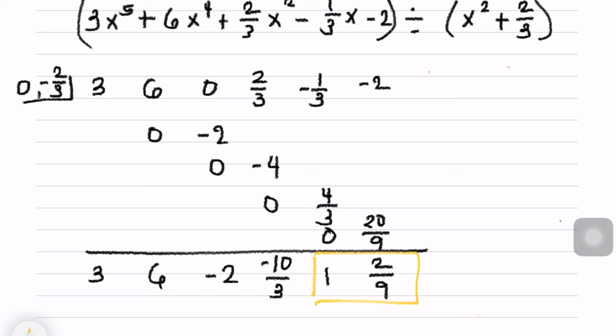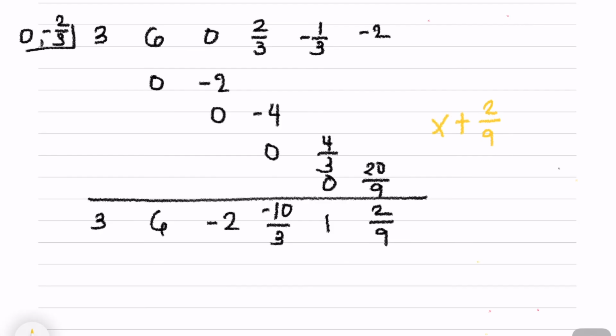Now, paano natin isusulat ang remainder ng dalawang numbers na yan? Since there are two numbers in the last entry, meron tayong remainder. So, paano isusulat ang remainder? 1 is x plus 2 over 9. Now, let us write its quotient since this 2 is for the remainder.